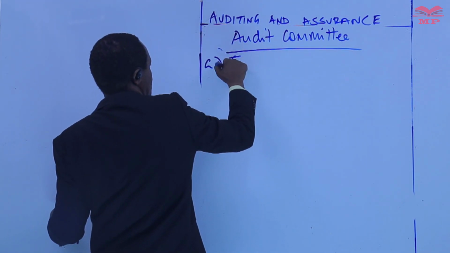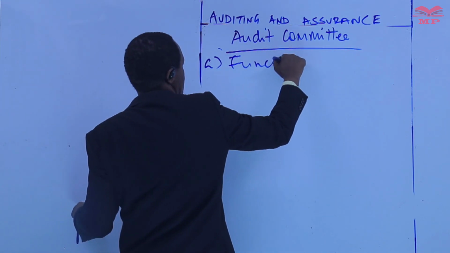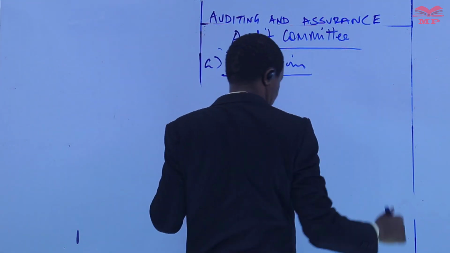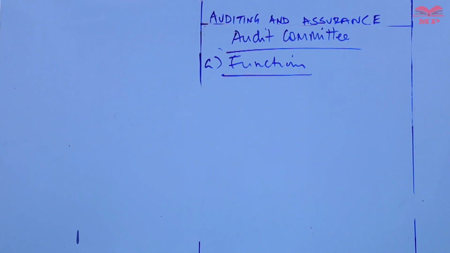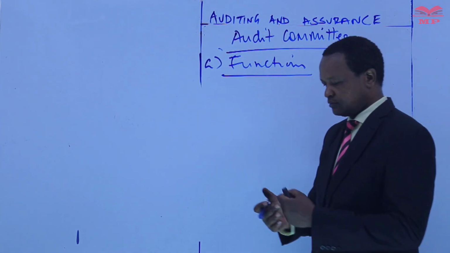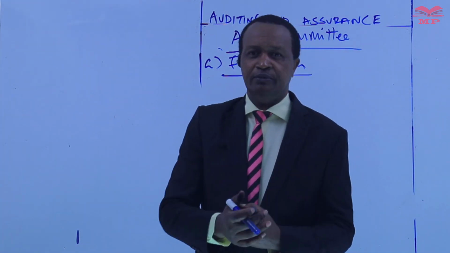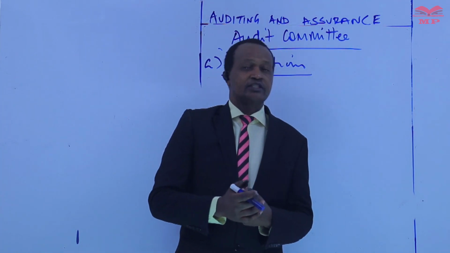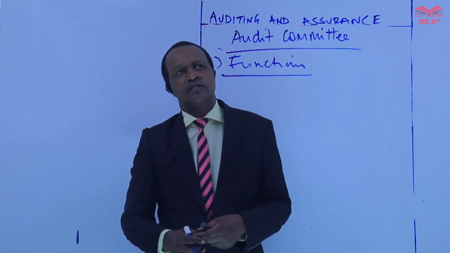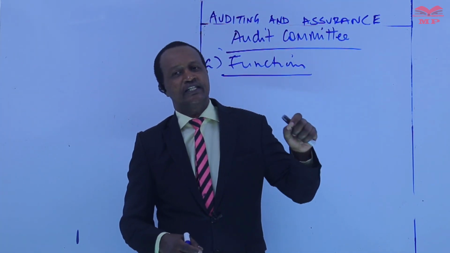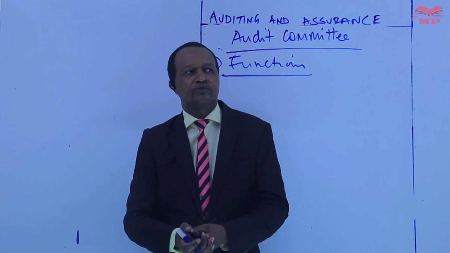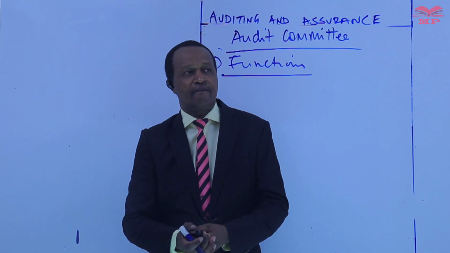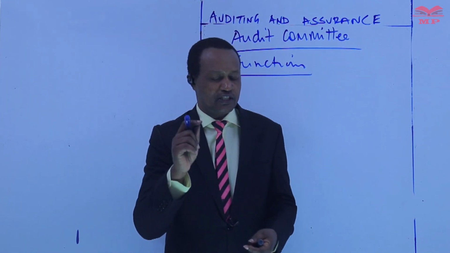First, we discuss functions. Audit committee. Now, the audit committee, firstly, this is a subcommittee of the board of directors that is responsible for overseeing the financial reporting process and the effectiveness of the internal and external audits. Get that clearly.